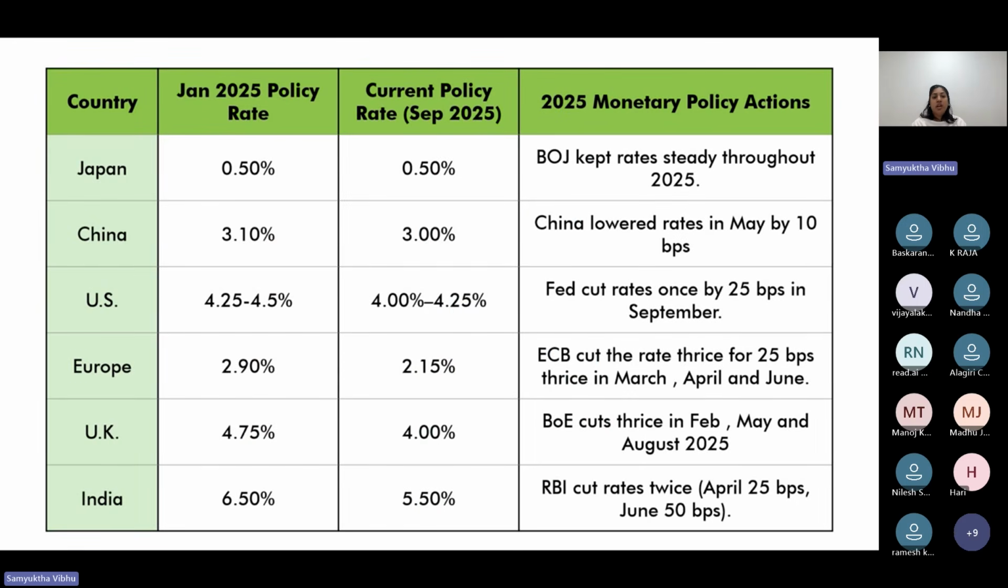So just to look at how policy rates have changed between January and September in the last 9 months. Japan has basically kept interest rates steady throughout 2025. And last year, when they increased interest rates, there was a lot of global turmoil around the yen carry trade, primarily bringing more focus from global markets into how different economies are actually leveraged using the yen, because interest rates in Japan were near zero for decades together.